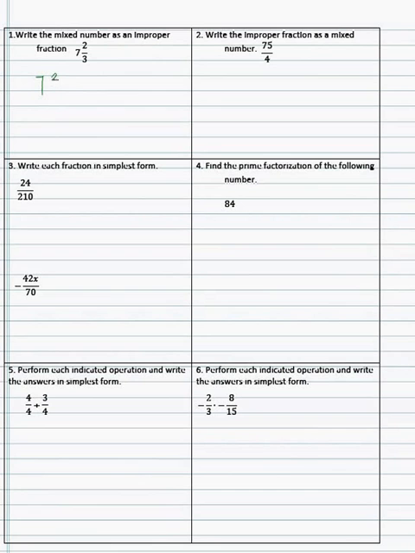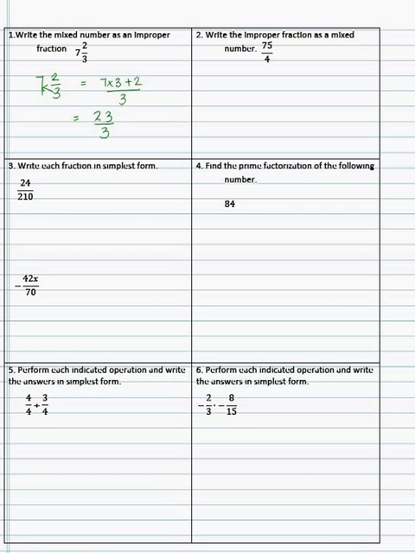7 2 over 3. I multiply 7 times 3, which is 21, and I add 2 to it. So that's going to be 7 times 3 plus 2 over 3. That would give me 23 over 3.